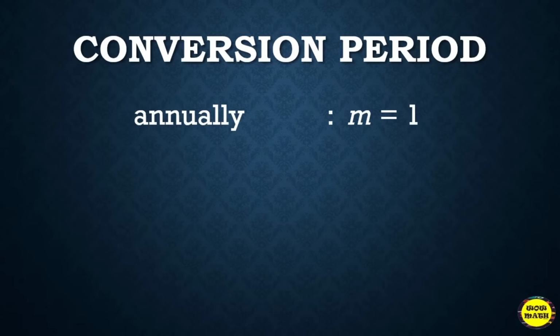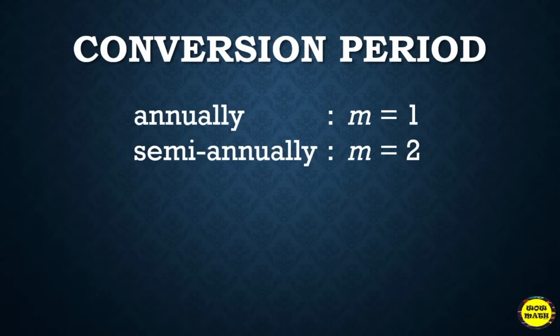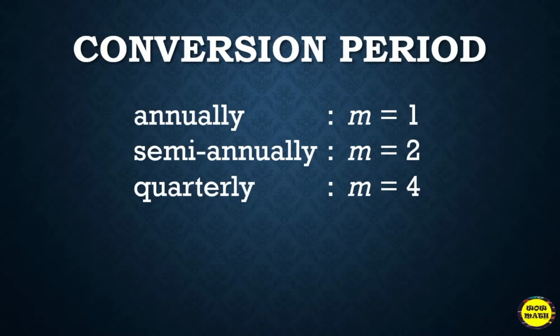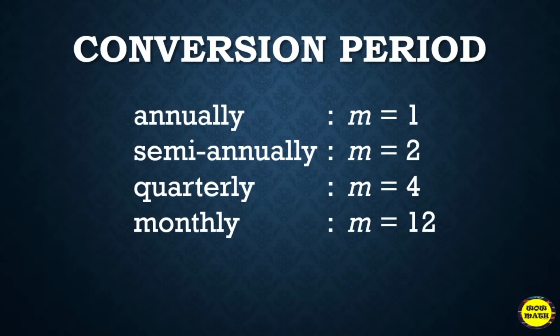So, ano yung mga conversion period natin? Kapag annually, ibig sabihin, interest is compounded once a year, isang beses lang. Pag semi-annually naman, interest is compounded twice a year, so ibig sabihin, every 6 months, 2 beses sa isang taon. Quarterly, the interest is compounded 4 times a year, or every 3 months. Monthly, so that is m is equal to 12.